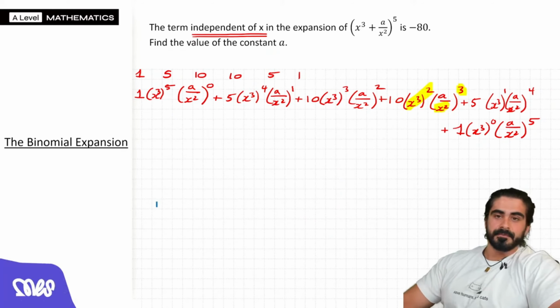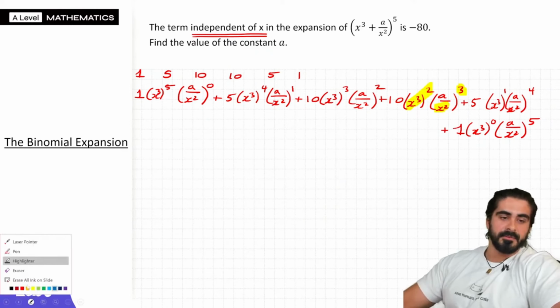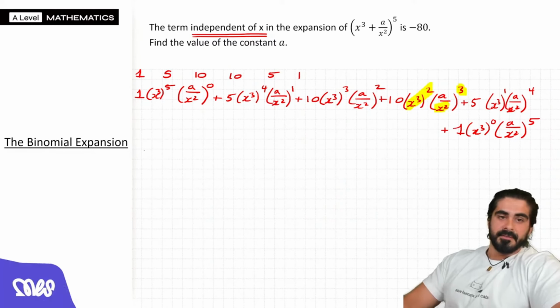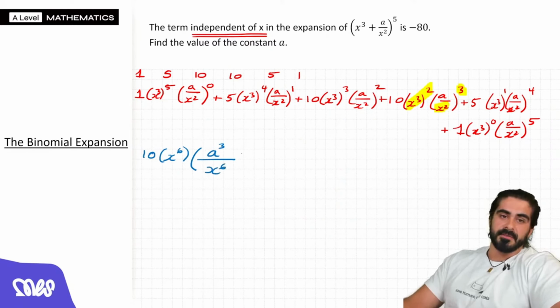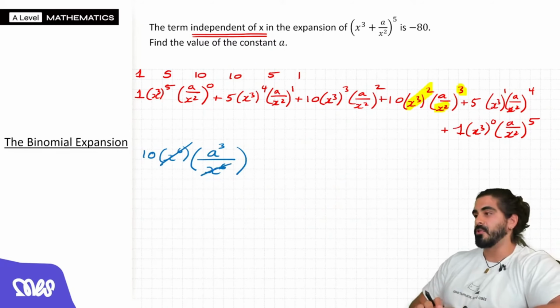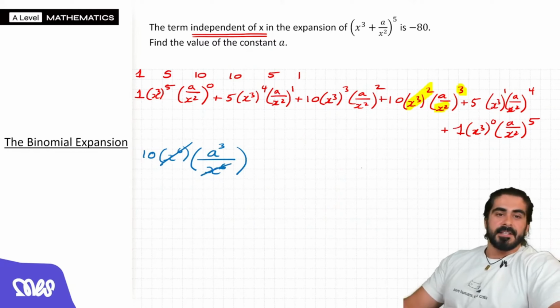So, if I write this out properly, I don't still want to be on the highlighter though. I have 10. X cubed squared, that's x to the power of 6, isn't it? A over x squared cubed, the top we cube, sorry, will be a cubed. And on the bottom, x squared all cubed is x to the power of 6. Look, there you go. This is the confirmation. They cancel. Good stuff. That simplifies to 10a cubed.